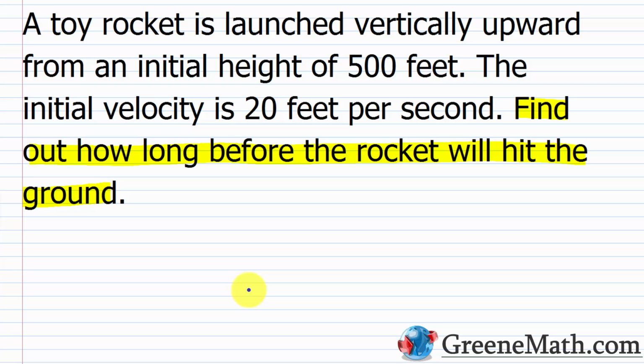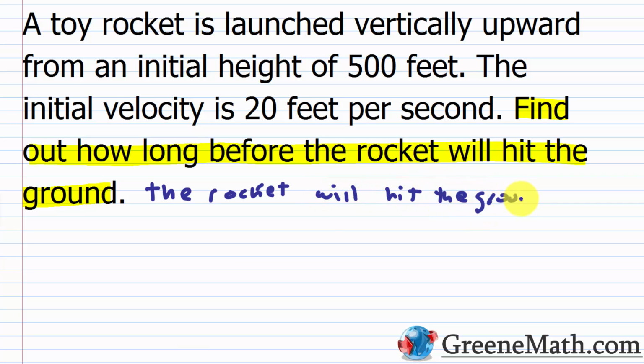So find out how long before the rocket will hit the ground. Well, we found that it's going to happen at 6.25 seconds. So we'll say that the rocket will hit the ground at 6.25 seconds. And again, a very, very easy problem if you get this question on homework or tests. You just plug into the formula, set up your quadratic equation and solve.